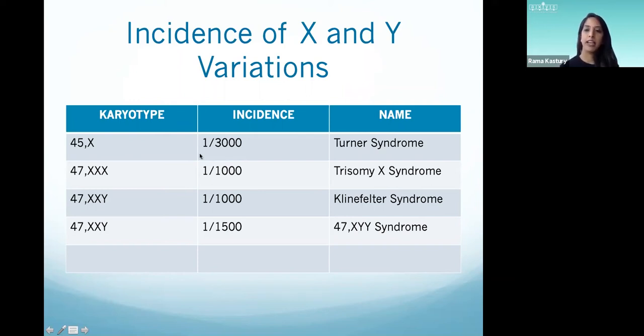In trisomy X syndrome, someone has an extra X chromosome, and the incidence of that is about 1 in 1,000. Same with Klinefelter syndrome, where someone has 2 X chromosomes and a Y, or an X and a Y and an extra X. That's about the same as trisomy X syndrome, about 1 in 1,000. And then there's 47,XYY syndrome. That incidence is about 1 in 1,500.